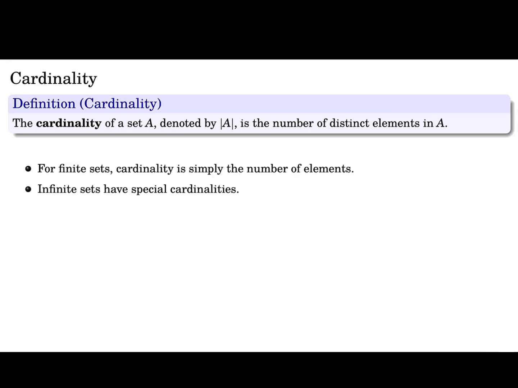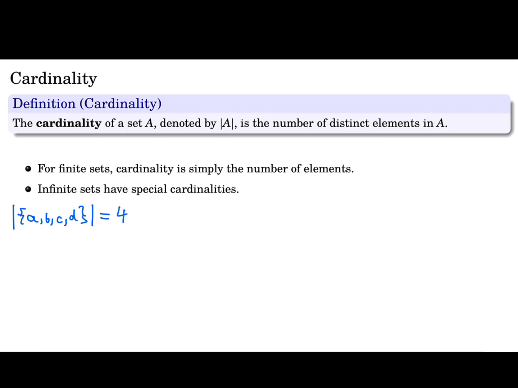The cardinality of a set is the number of distinct elements of that set. And we denote it by these bars around the set. So a simple example here, let's say you have the set A, B, C, D. Then the cardinality of this set is going to be the amount of distinct elements. So in this case, it has 4 distinct elements, A, B, C, and D. And so the cardinality of this set is 4.